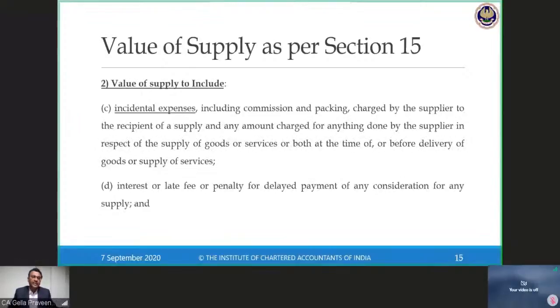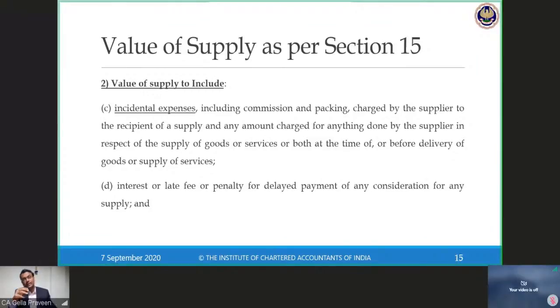Section 15, subsection 2, clause D says that this recovery shall form part of consideration of the main supply. Look at the term consideration for any supply. Whatever supply I have done, what is the rate applicable? If the goods supplied are taxable at the rate of 12%, this recovery of 20,000, I have to charge 12%. If the main supply goods is 28%, then I have to charge 28%.